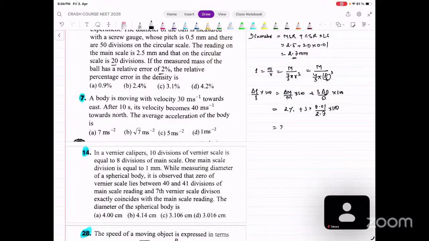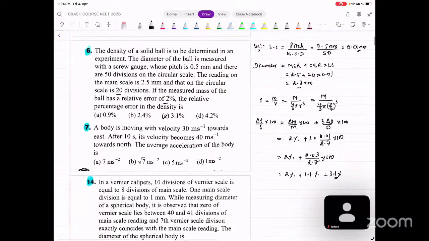So this will be equal to 2% plus 3 into 0.01, divided by 2.7 into your 100. So this 100, this 2 will get cancelled. So it is 3 divided by 2.7. So that is roughly 2% plus this will be equal to 1.1%. So that will be approximately 3.1% will be the answer for me. So third option will be the answer.